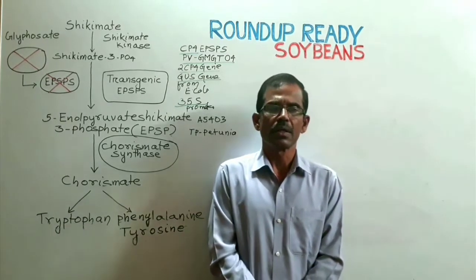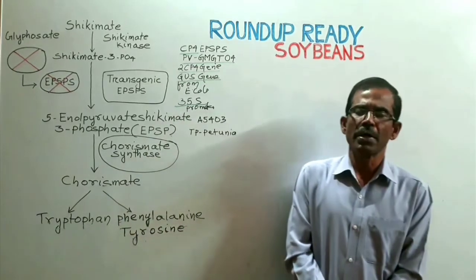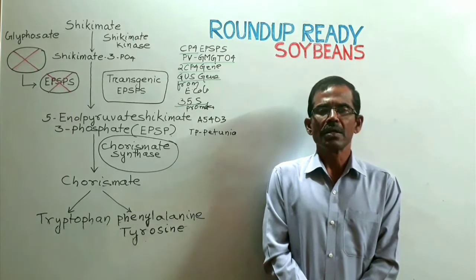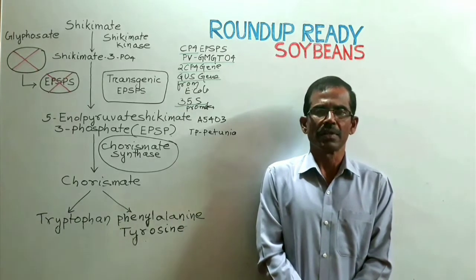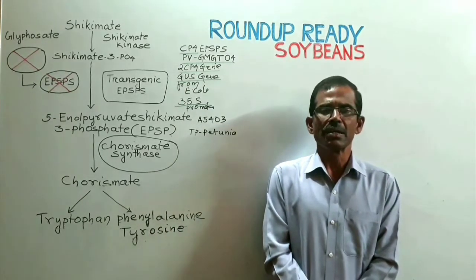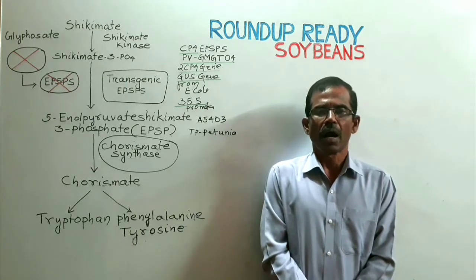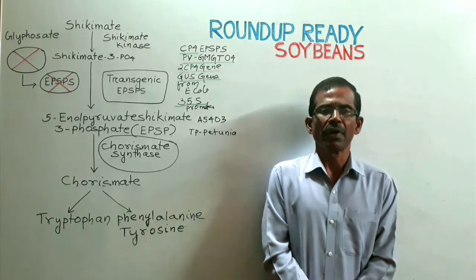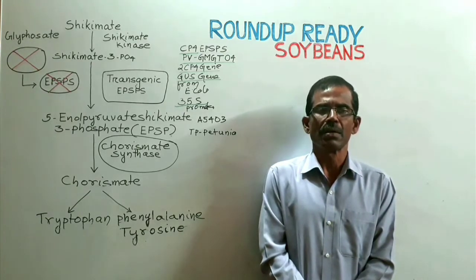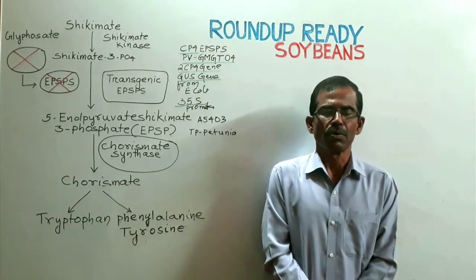Today we shall discuss Roundup Ready Soybean. Roundup Ready Soybean is a genetically modified soybean that is resistant to glyphosate. What is glyphosate? Glyphosate is an active ingredient in the herbicide Roundup. Roundup is the brand name of a systemic broad-spectrum glyphosate-based herbicide that was originally produced by Monsanto.